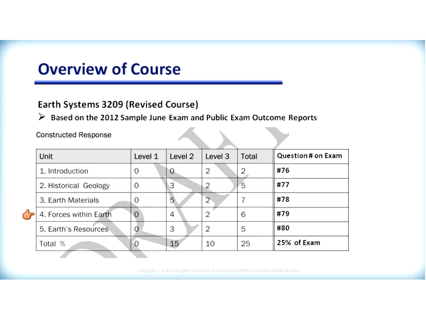Unit 4, Forces Within Earth, would be made up of 4% level 2 question, 2% level 3 question, for a total of 6% of the exam. And this question is number 79 on your exam. And finally, Unit 5 is made up of 3% level 2 question and 2% level 3 question, for a total of 5% of the exam. And this question will be number 80 on your exam. So you'll basically have 5 different questions that you'd have to provide written response for, and these are numbered 76 through 80 on the exam, and they make up a total of 25% of your exam.